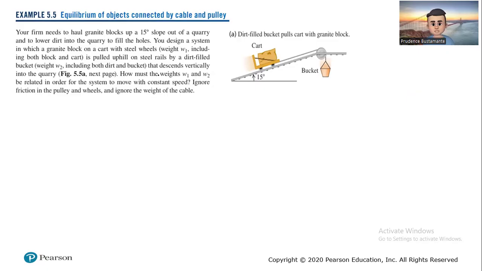This is shown in figure 5.5a on your right. How must weight 1 and weight 2 be related in order for the system to move with constant speed? Ignore the friction in the pulley and wheels and ignore the weight of the cable. So we have a clue here: constant speed, and we ignore friction.